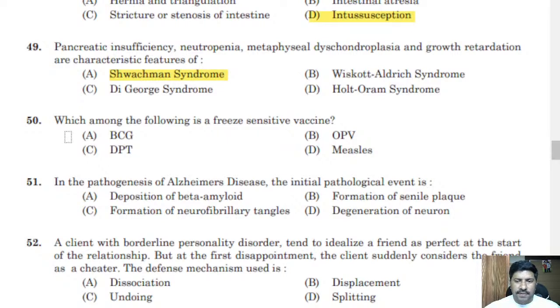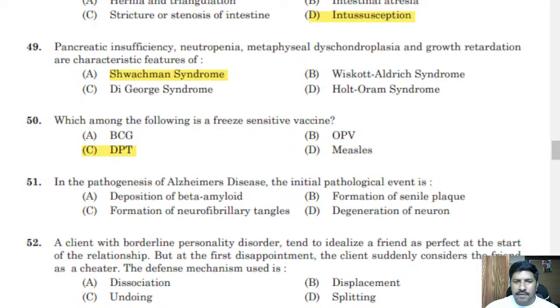Then 50th question. Which among the following is a freeze sensitive vaccine? So the correct answer is DPT. DPT is the freeze sensitive vaccine. If it is kept at 0 degrees or below 0 degrees, it will lose its capacity or it will get destroyed.